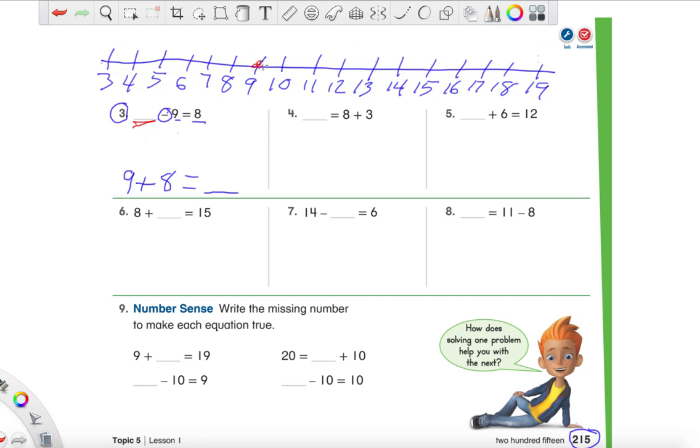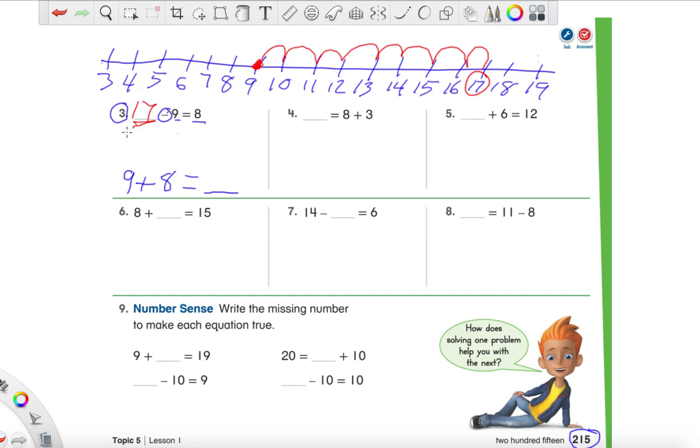I'm going to start at 9 and make 8 jumps. 1, 2, 3, 4, 5, 6, 7, and 8. And I'm landing on 17. So that's telling me that 17 minus 9 will give me 8. Also, if you wanted to draw, you could do that too.